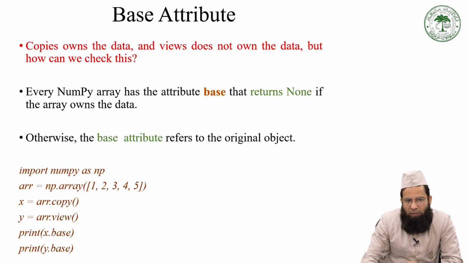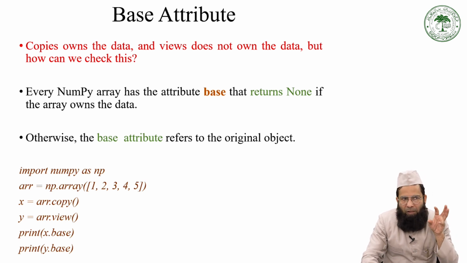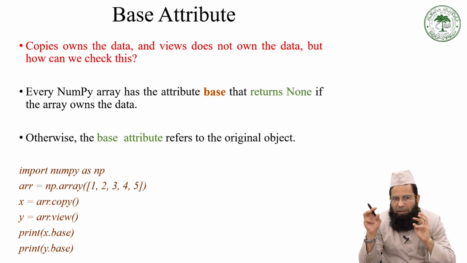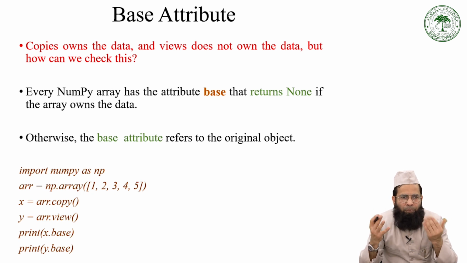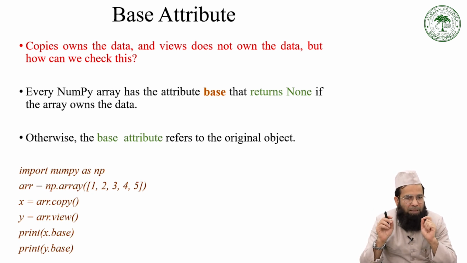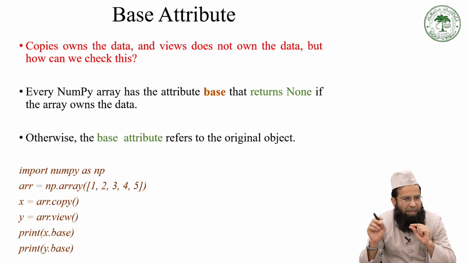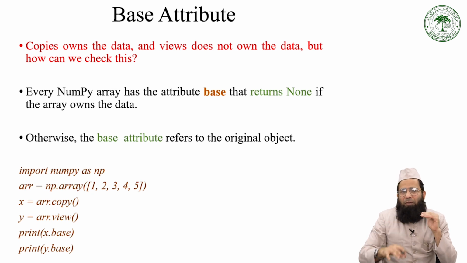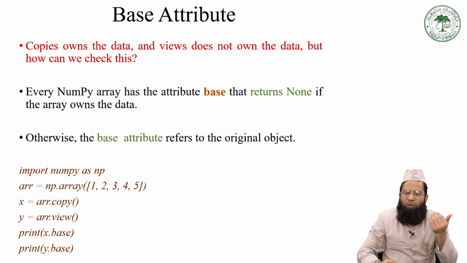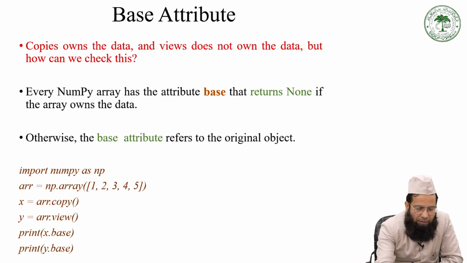There is one more attribute in NumPy array, that is called the base attribute. So copies own the data and views do not own the data, that we know. But how can we check that this particular NumPy array is a copy and this NumPy array is a view? So how to check this in programming? Every NumPy array has the attribute base that returns None if the array owns the data. But if the array does not own the data, like in the case of a view, it would return the base array.